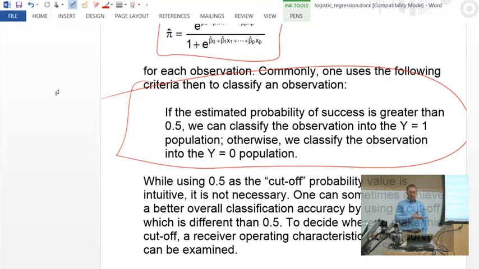Okay? So using 0.5 in this manner, I don't think this is necessarily a standard term, but I've seen it elsewhere, and I like to use the term. This 0.5 is used as what I'm going to call a cutoff probability, because you're cutting off the successes from the failures at 0.5. So again, I'm going to call this a cutoff probability.